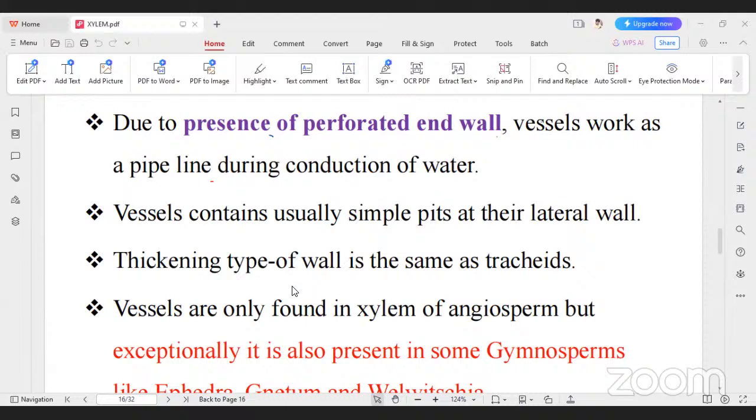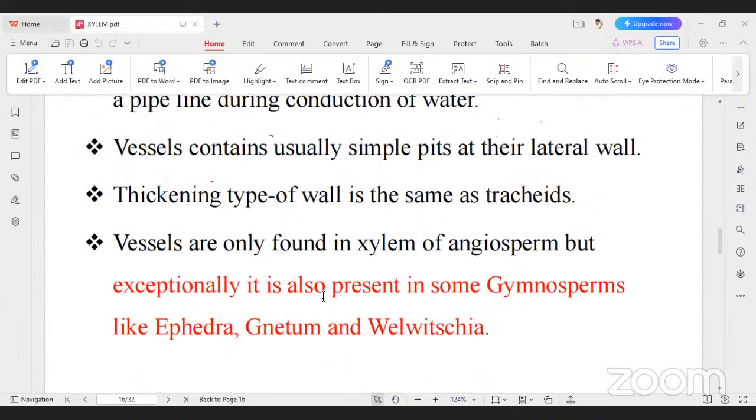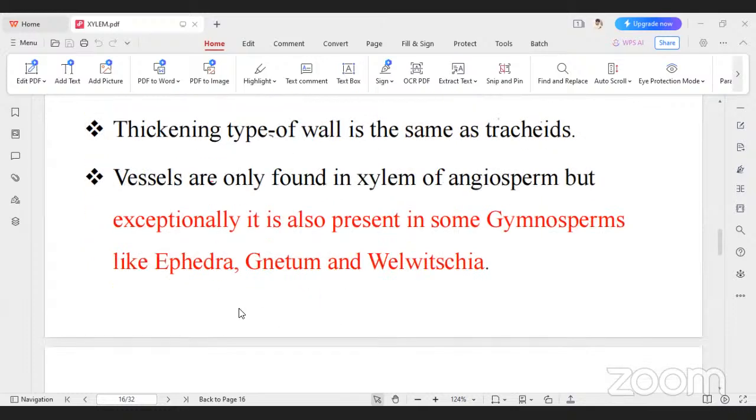Vessels are found only in the xylem of angiosperms, but exceptions are also present in some gymnosperms, that is, higher, well-developed gymnosperms such as Ephedra, Gnetum, and Welwitschia. Of course, these are gymnosperms, but they contain vessels. What about pteridophyta? Are vessels present or absent? Absent, sir. Pteridophytes are more primitive than gymnosperms. That's why only tracheids are present. That's it, simple.